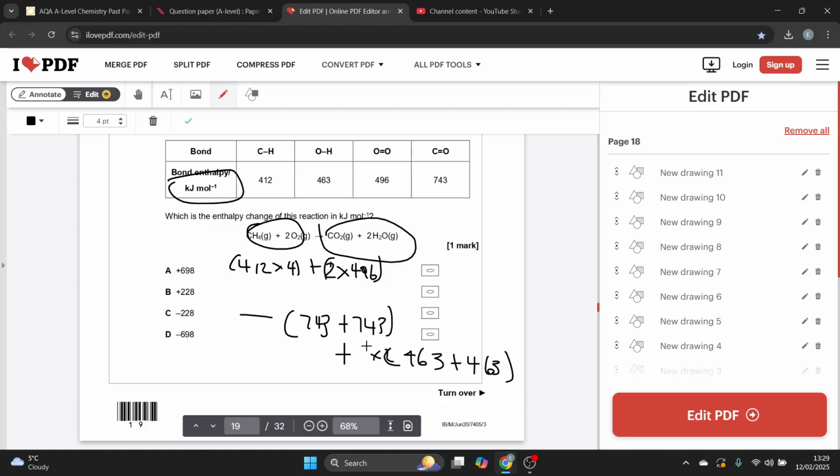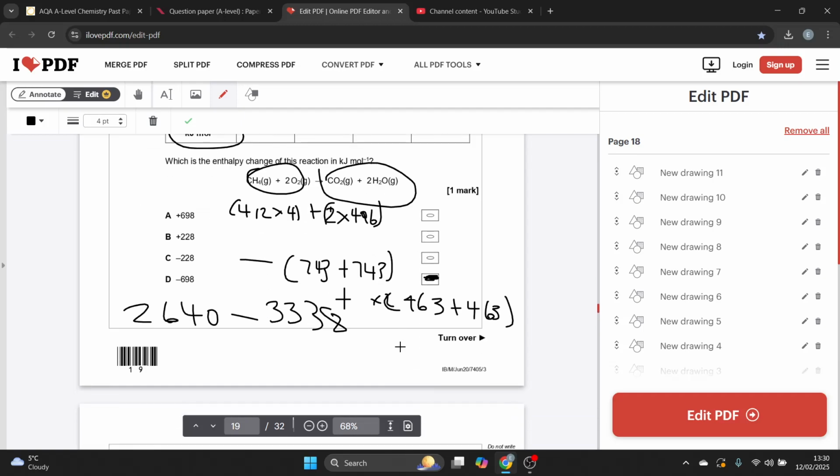So just a lot of typing into the calculator. Make sure you don't do anything wrong. The first part, energy required to break bonds, is 2640, minus 3338, and I should get minus 698. So therefore the answer is D for question 10.